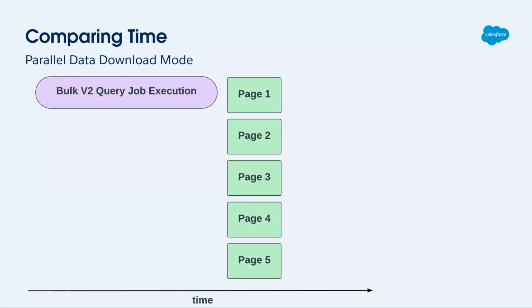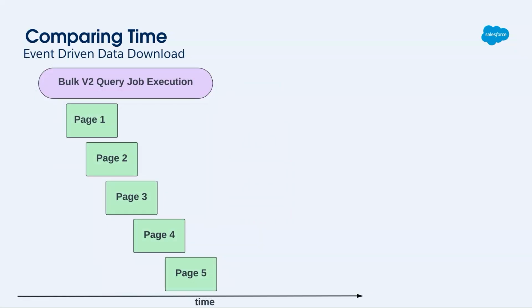Now, if you look at the parallel data download mode, once your job is complete, you can download all of your result pages in groups of 5 at the same time. So you can see the download time has been significantly reduced in this case. Now, if we look at the event-driven data download mode, while the job is in progress, you can start downloading your result pages. And this is the fastest way for you to download your Bulk V2 query results today out of the 3 different ways you have available.